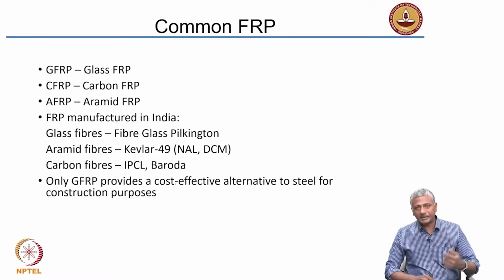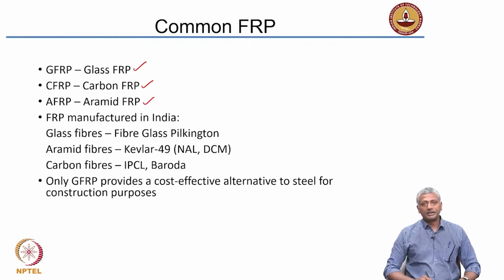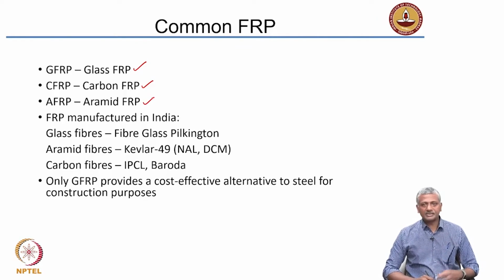So, what are the common fiber reinforced plastics? What are the common fiber types which are used here? You have glass fibers, you have carbon fibers, and aramid fibers. As you go from glass to carbon to aramid, obviously your costs go up significantly. Glass is cheaper, then you have carbon and then aramid.